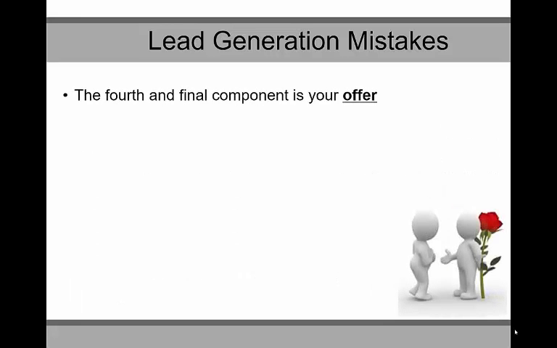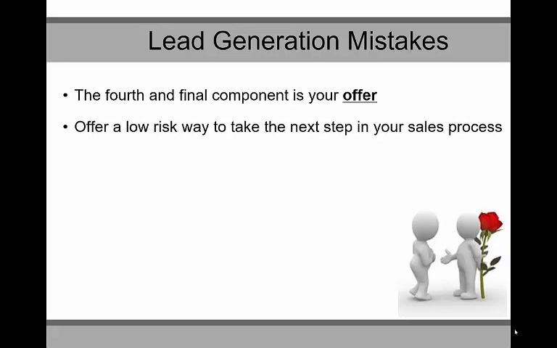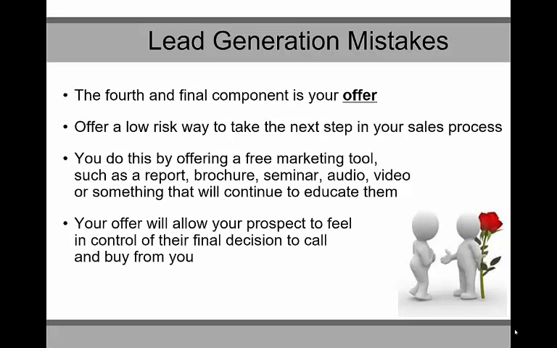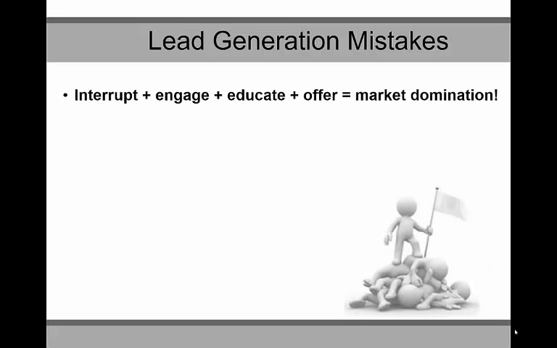The fourth and final component of our marketing equation is your offer. Now that we've interrupted your prospects based on the problems that are important to them, engaged by a promise of the solution, and then examined the educational information that makes your solution real and believable, the last step we need to take is to give them a low-risk way to take the next step in your sales process. We do this by offering a free marketing tool, such as a report, a brochure, perhaps a seminar, audio, or video, something that will continue to educate them. Your offer will allow your prospect to feel in control of their final decision to call and buy from you. So our marketing equation is interrupt, engage, educate, and offer, and together they equal market domination.